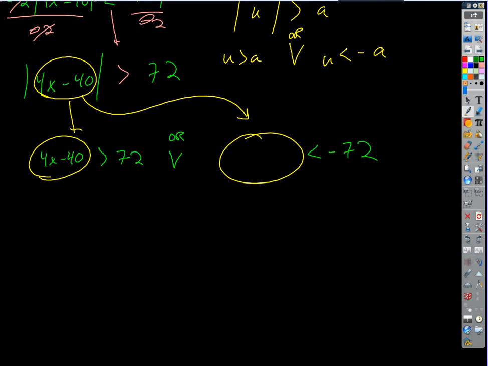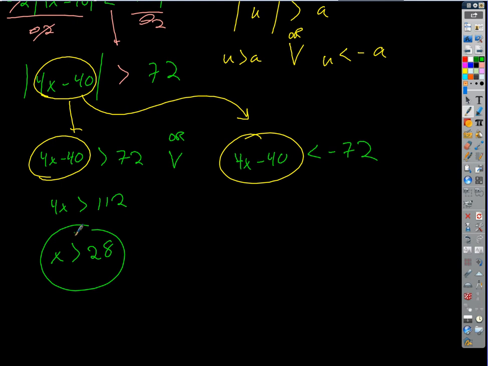Either 4x minus 40 is greater than 72 or 4x minus 40 is less than negative 72, and I'll just solve them both. What are the two steps to get the x by itself? Add 40, good. So 4x is greater than, what is that, 112? And then I just divide by 4, right? So I get x is greater than, what's that going to be, 25 and 3, so 28.